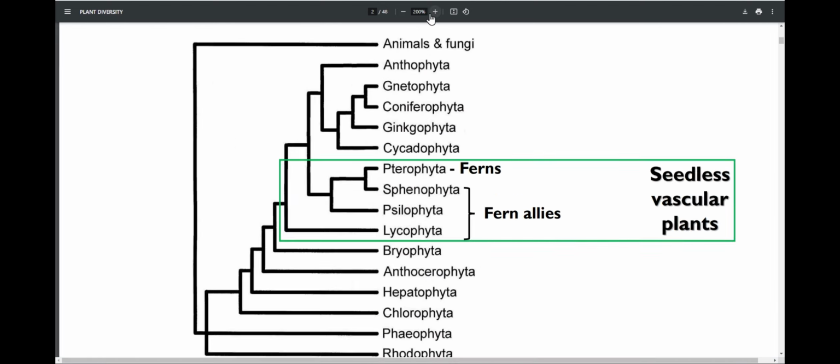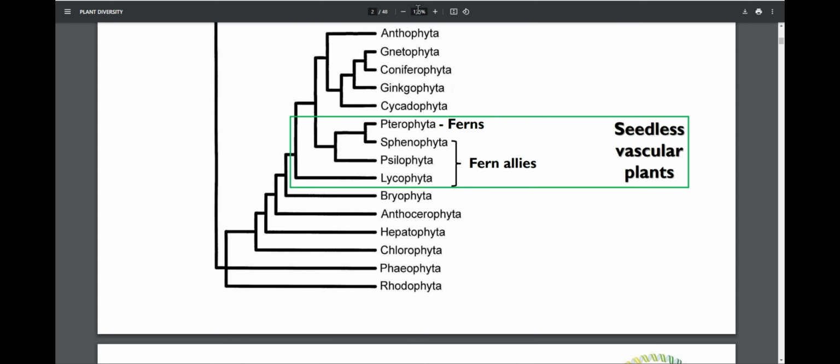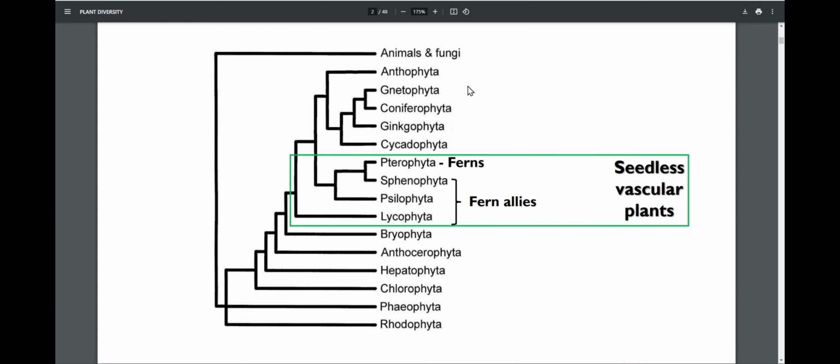So I'm just going to read off some terrible names here: Lycophyta, Pteridophyta, Sphenophyta, and Pteridophyta. Just a side note here. I did some digging today, and I've realized these were phyla. These were at some point phyla, but after some revision, these are no longer phyla.